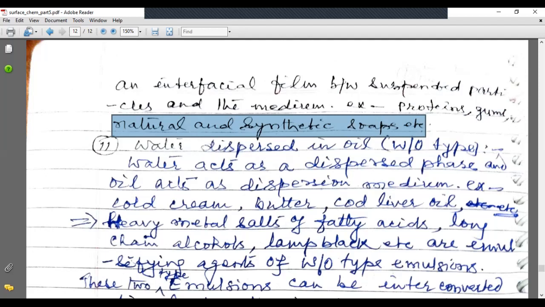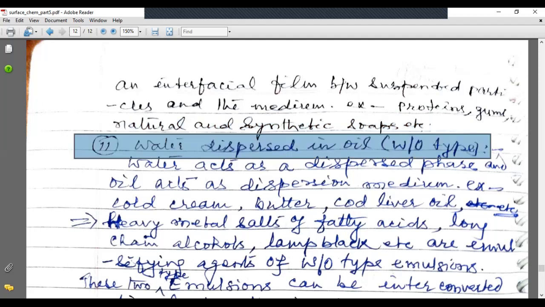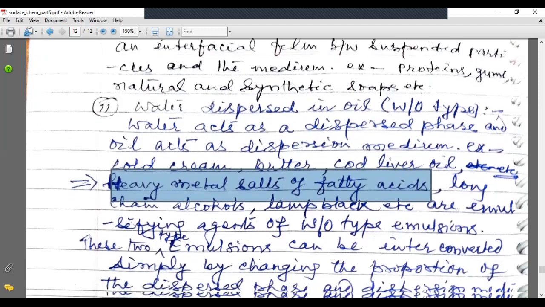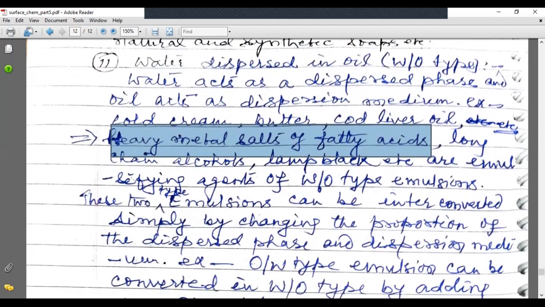The second type is water dispersed in oil, WO type. Here water acts as the dispersed phase and oil acts as the dispersion medium. Examples are cold cream, butter, cod liver oil, etc. Here heavy metal salts of fatty acids, long chain alcohols, lamp black, etc. are emulsifying agents of WO type emulsions.